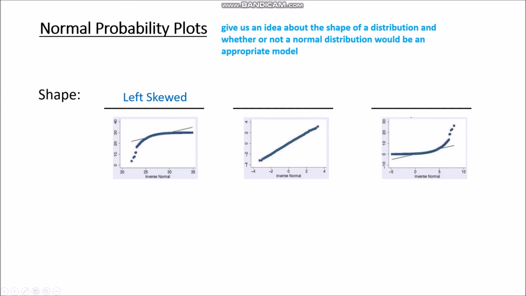In this case, see how my data is over here on the vertical axis and we're more spread out towards the higher numbers. So that means we're stretched out towards the higher numbers. That's the right side of the graph. That would be right skew. And see how my data is pretty consistent all the way across? That's where we would think maybe it's normal.